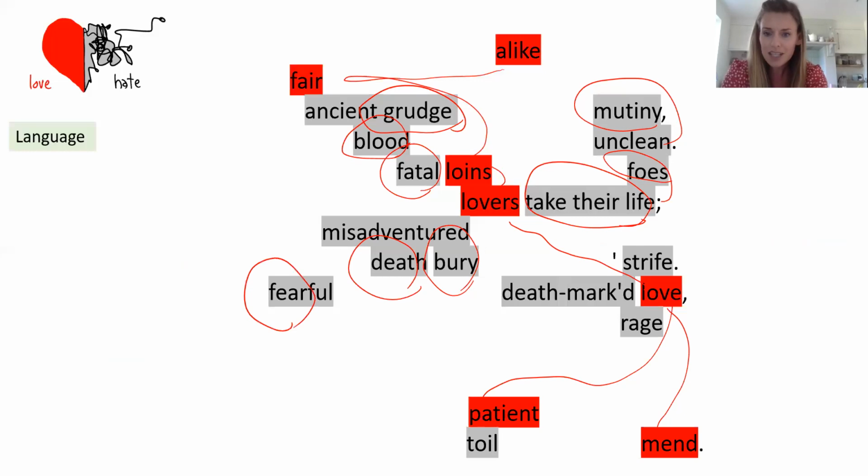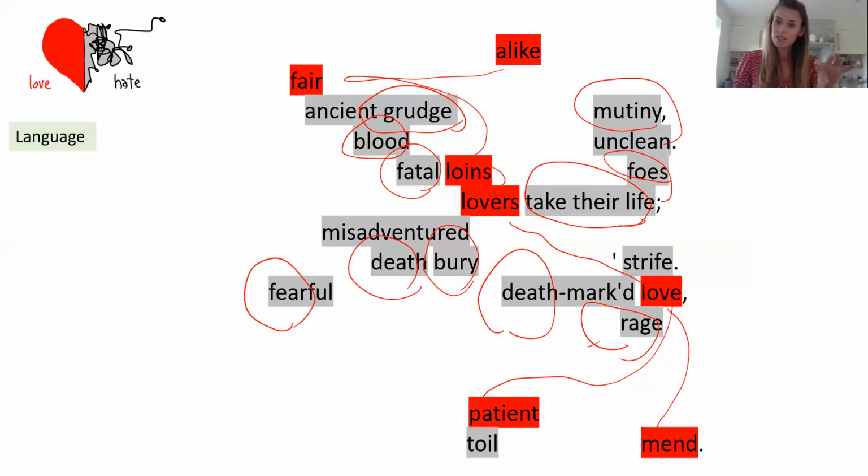We've got this idea of fear. We've got rage. We've got death repeated again. And you suddenly realise that there's so much language, so many words that I could talk about before I've even read anything, because I can group those words together. We could call that lexis. We're bringing our lexis together, and we can see that throughout the prologue, we have got language that links to the theme of love and links to the theme of hate and conflict.